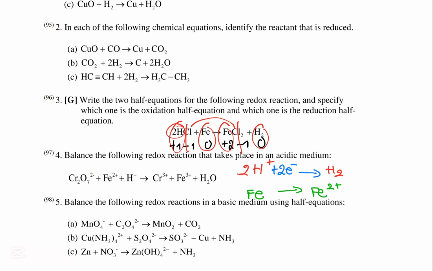I needed to have lost my electrons somehow, because Fe neutral turns into positive. That means it lost electrons. How does it lose electrons? Very simply, I'll put it on the other side. How many electrons did it lose? It goes from 0 to +2, so that means it lost 2 electrons.